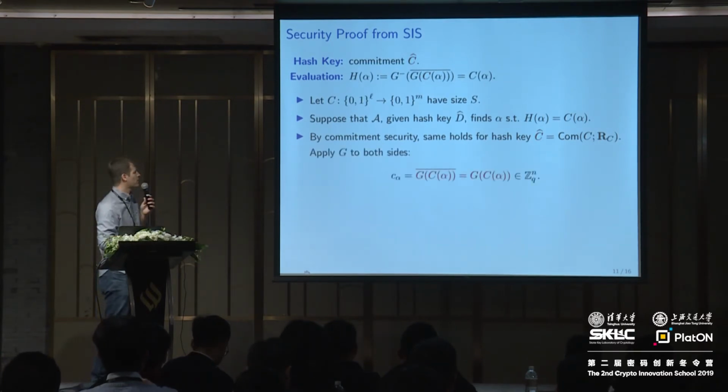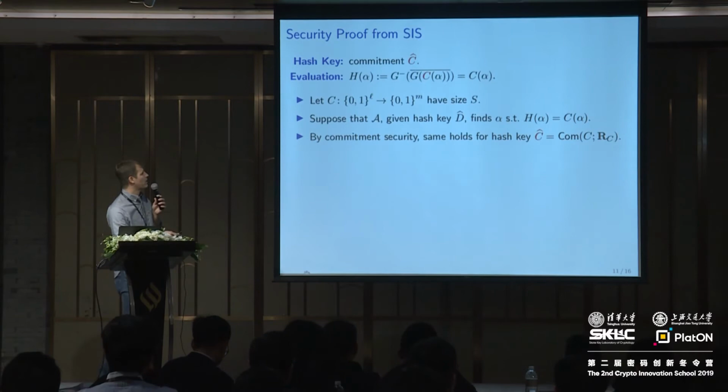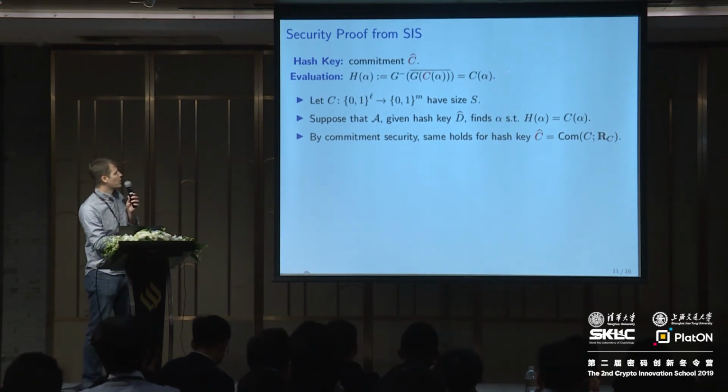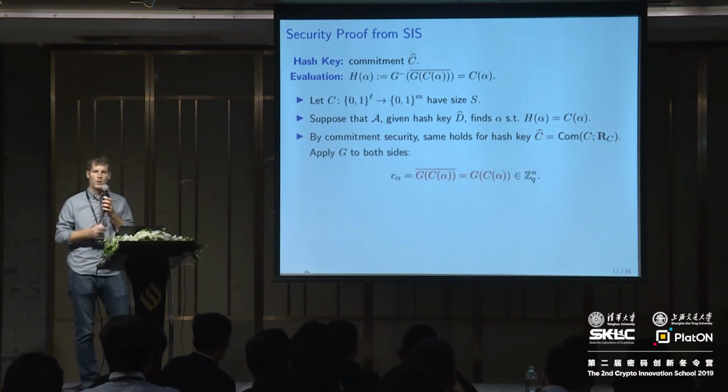So what I've done is replace the hash key from D hat to now be C hat. And so if you evaluate the hash function with this hash key, you end up with this now. And so D has become C here. Okay. So the attacker has managed to find an alpha such that this equation holds.